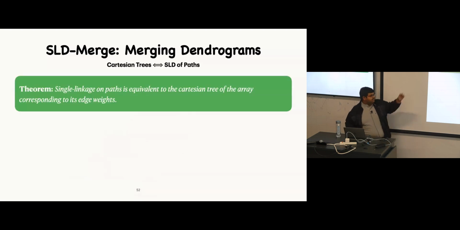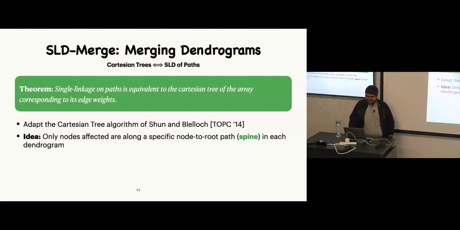And this is what I wanted to establish: single linkage dendrogram on path graphs is basically equivalent to the problem of constructing Cartesian trees on arrays, in particular the array of the edge weights, right? So this is nice, in the sense that we can try to adapt some approaches from the Cartesian tree literature. In particular, we look at this parallel algorithm for constructing Cartesian trees by Julian Shun and Guy Blelloch. Their algorithm is again a divide and conquer based algorithm, and I'll describe the algorithm in the context of our single linkage clustering problem.